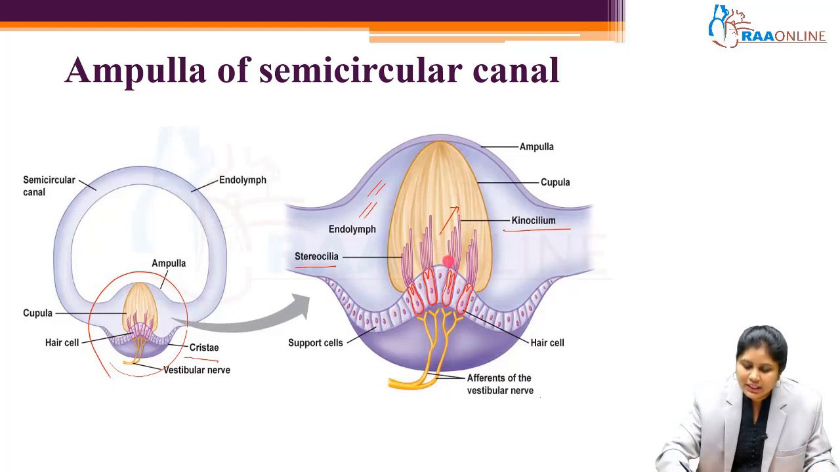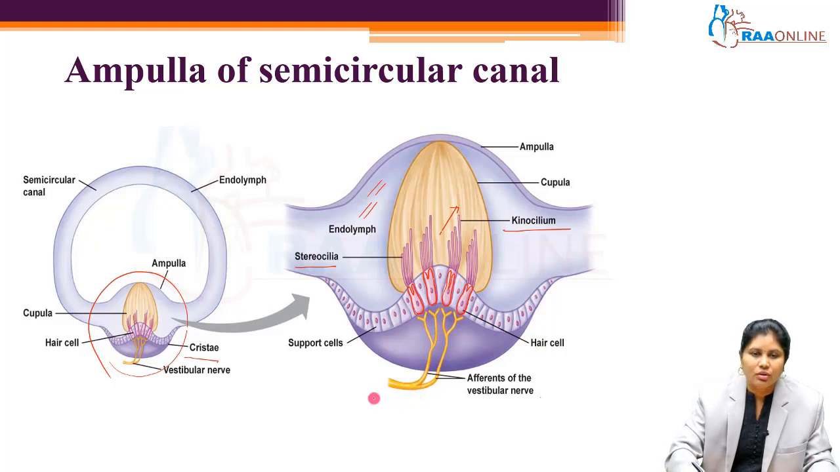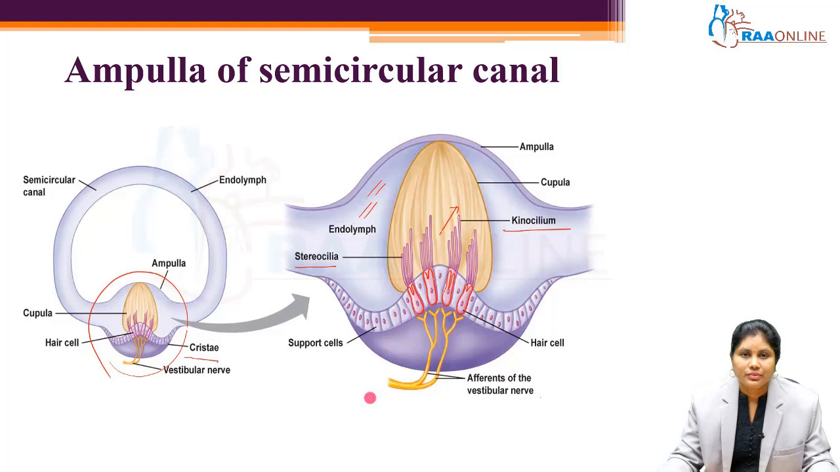At the other end of the hair cells, you have the nerve fibers. These are the afferent nerve fibers of the vestibular nerve. They join together, form a bundle, and end in Scarpa's ganglion. This is the ampulla of the semicircular canal.